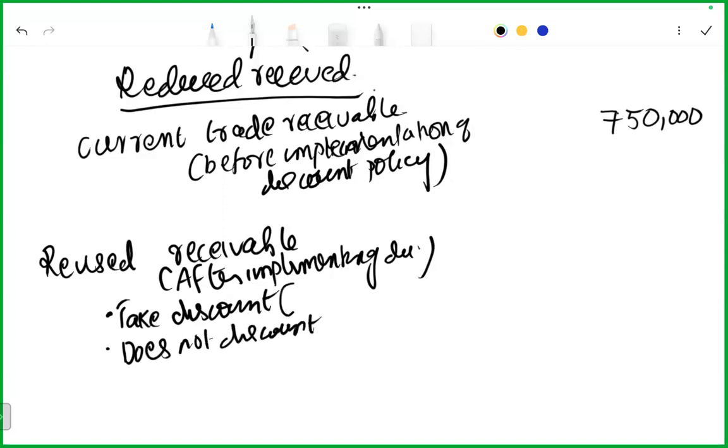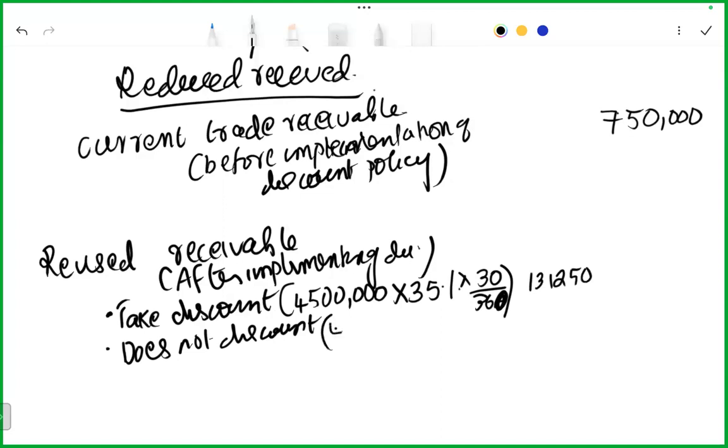So out of your 4,500,000 credit sale, 35% of customers will avail the discount and they will pay within 30 days, so it is 30 by 360, not 365. That means it is 131,250. Then, who doesn't take the discount out of the 4,500,000?